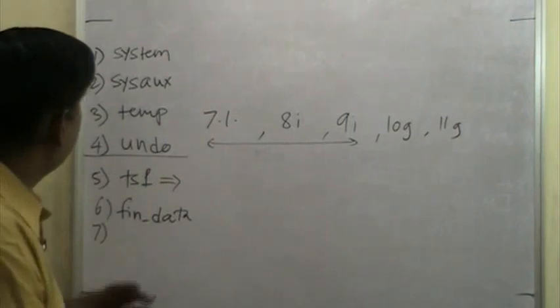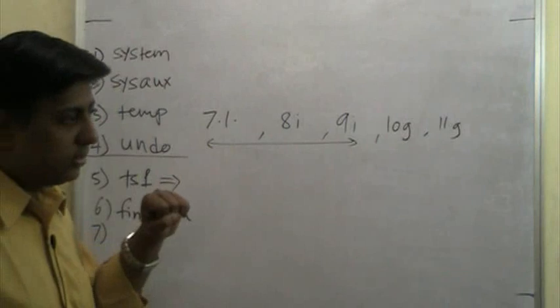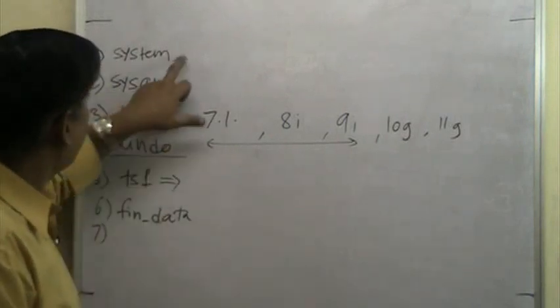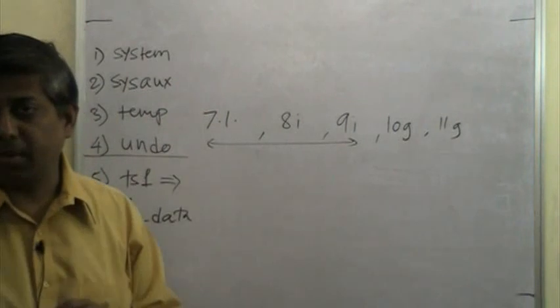Let me just repeat what I have said. We have seen so far what a table space is and everything else, and I have mentioned that there are 4 table spaces which are going to be there in each and every database.